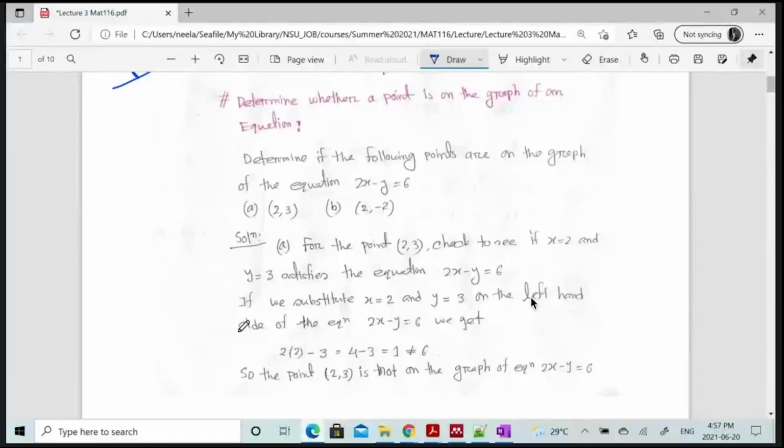So thank you. Now let's see, we have the point 2, 3, and we want to determine whether the point lies on the graph of the equation or not. As we substitute x equal to 2, which is going to be 2 times 2, so 4, and then y equal to 3. So 4 minus 3. So the left hand side is going to be 1 and the right hand side is 6. As you can see, 1 is not equal to 6. So the point 2, 3 is not on the graph of the equation. Is it clear?